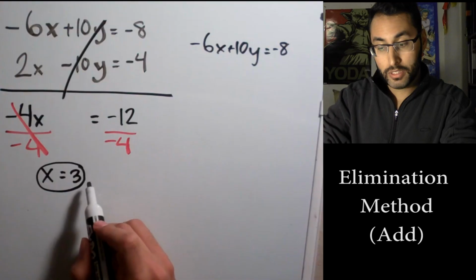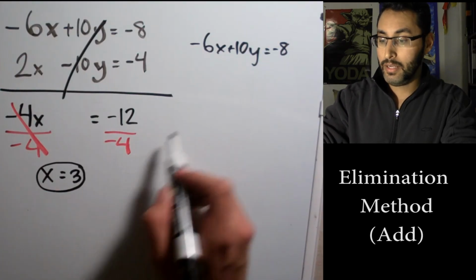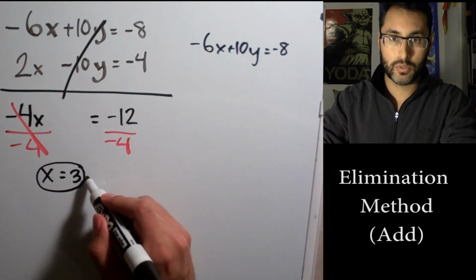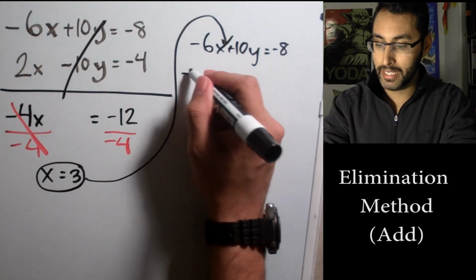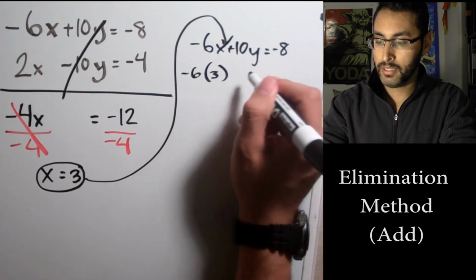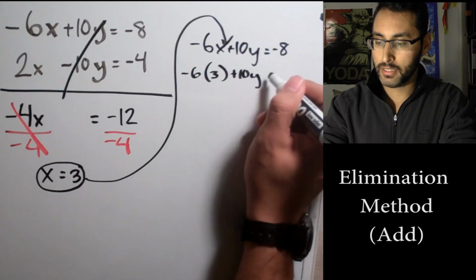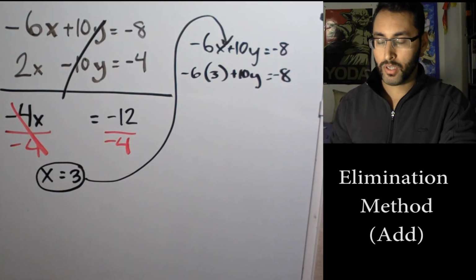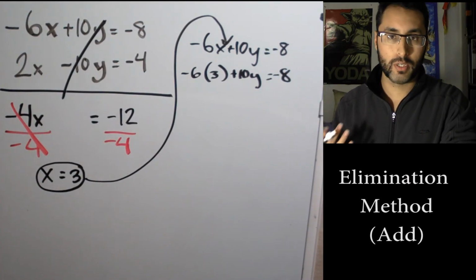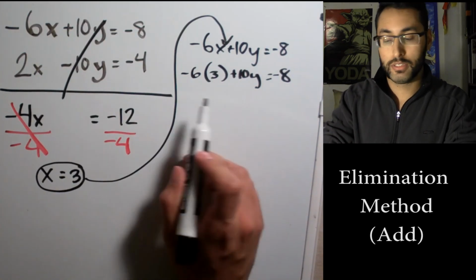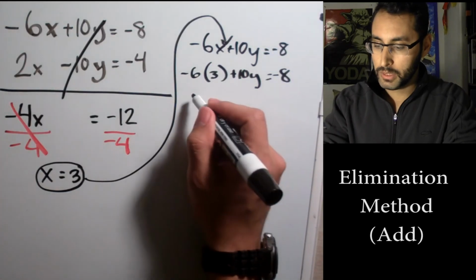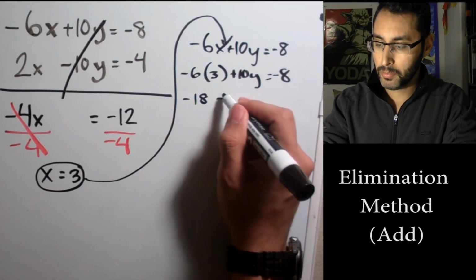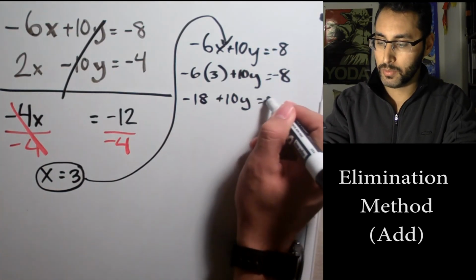Alright. Now I'm going to take this x, and wherever I see an x over here, I'm going to substitute 3. I see it right over there. So let's substitute. I'm going to have negative 6 times 3 plus 10y equals negative 8. Now we have to solve for the variable that's left over. It's just y. So first of all, let's multiply here. Let's simplify and solve for y. So we're going to get negative 18 plus 10y equals negative 8.